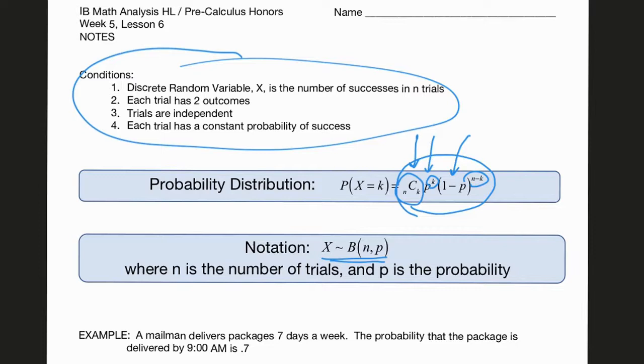All right, so go ahead and read this problem. A mailman delivers packages 7 days a week. The probability that the package is delivered by 9 a.m. is 0.7. So the notation that you're going to see here is that it's a discrete random variable. Sorry, that should be a squiggly line. The 7 is the number of days per week. It's the n. And then the probability is 0.7. You could do this the way you did it before, where you're filling in the blanks. We're just going to go immediately to a probability distribution, however.